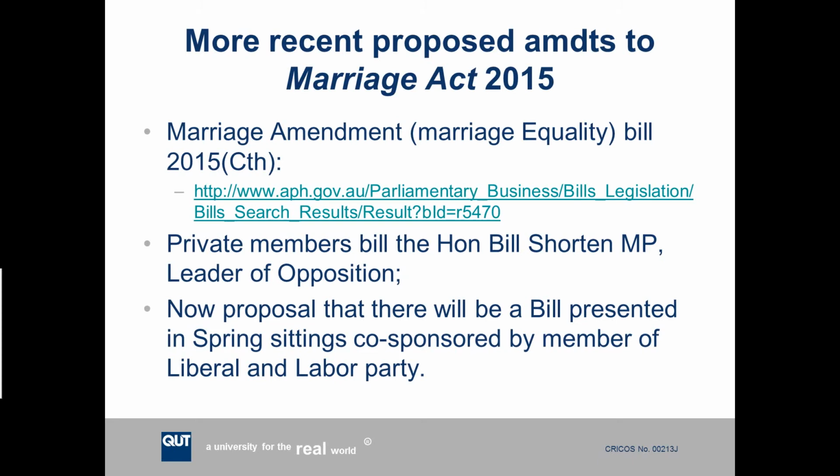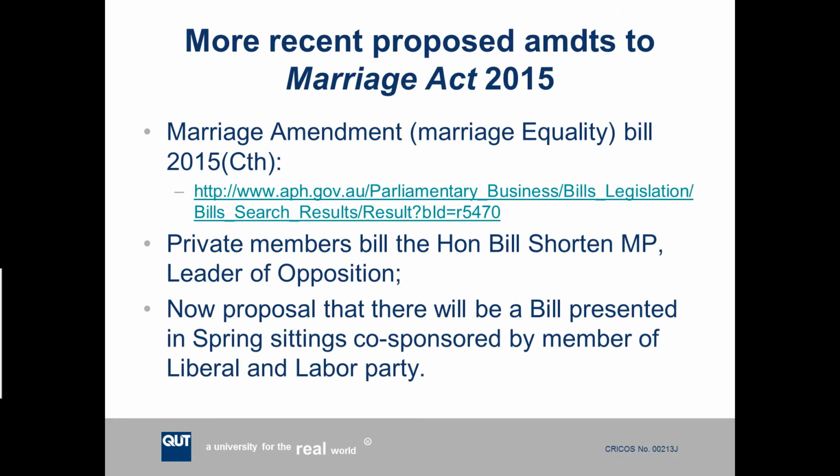Now again, and I guess this is a continuing saga, there has been another bill presented to Parliament this year. Nothing progressed with that bill. It was a private member's bill presented by the Honourable Bill Shorten, the Leader of the Opposition. Now, I guess the latest is that there is a proposal that a bill be presented in the spring sittings around August, which will be co-sponsored by a member of the Liberal and Labor Party. And I have posted an article on the Blackboard site from the Australian talking about that bill.